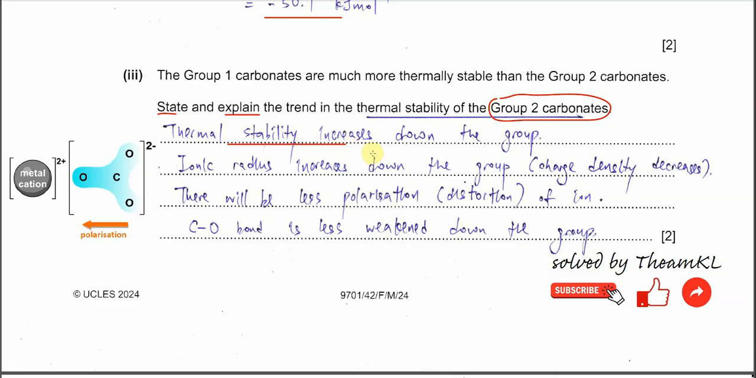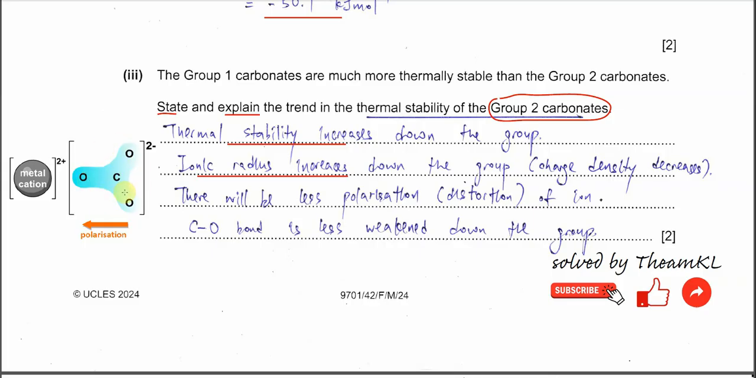So why is it hard to decompose? Because of this effect, the polarization. So we know that when going down the group, the ionic radius increases, from magnesium to calcium to strontium to barium ions, the size is getting larger. So the metal cation size is getting larger, and the charge density decreases. It means the polarizing power is weaker, and it is less likely to distort the carbonate.